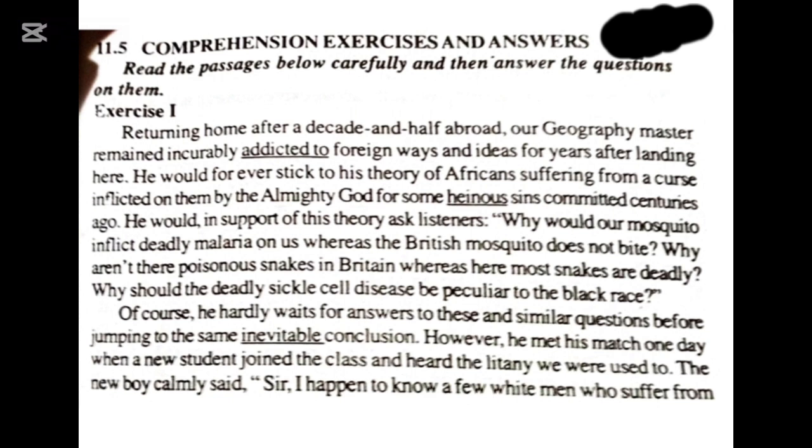He would, in support of this theory, ask listeners, why would a mosquito inflict deadly malaria on us, whereas the British mosquito does not bite? Why aren't there poisonous snakes in Britain, whereas here most snakes are deadly? Why should the deadly sickle cell disease be peculiar to the black race? Of course, he hardly waits for answers to these and similar questions before jumping to the same inevitable conclusion. Please pay attention to the underlined words there.